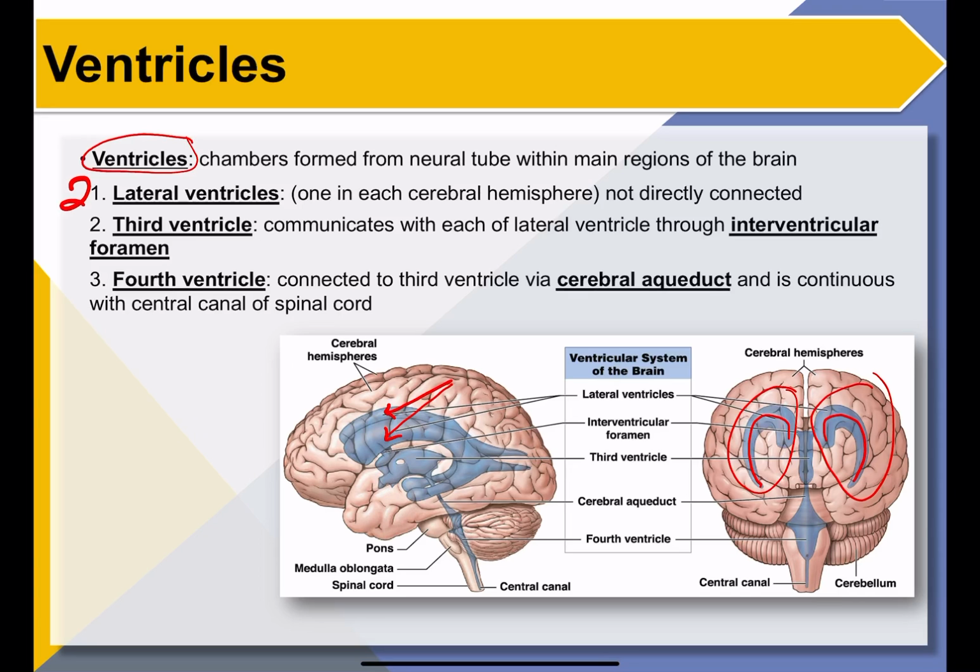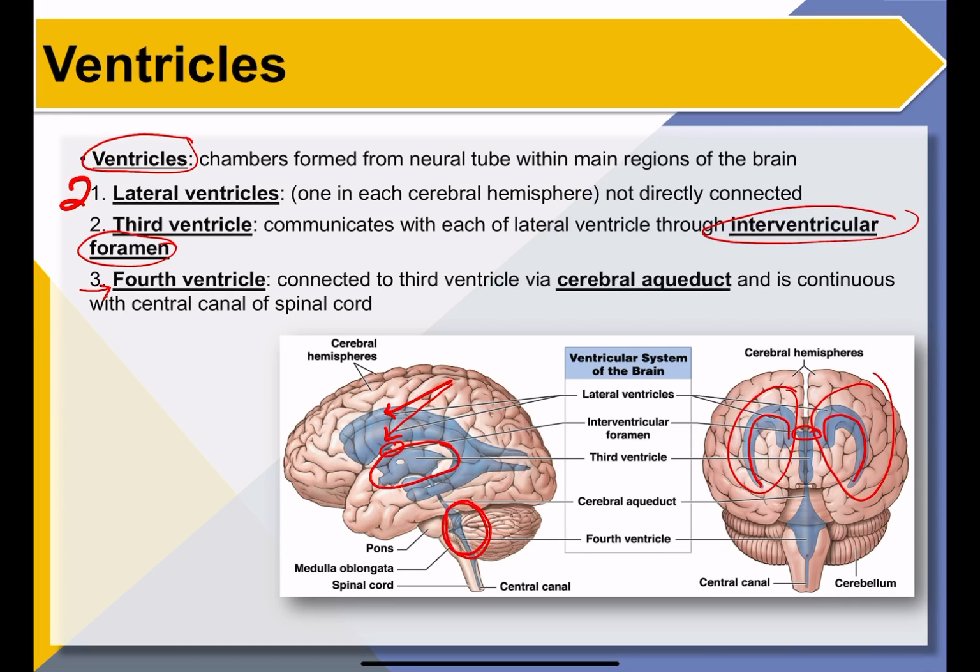All right. And then the 3rd ventricle is the area here where it connects and merges the fluid from the 2 lateral ventricles through what's called the interventricular foramen. Okay, so this right here that's connecting the 2 lateral ventricles together from the 2 hemispheres is called the interventricular foramen.